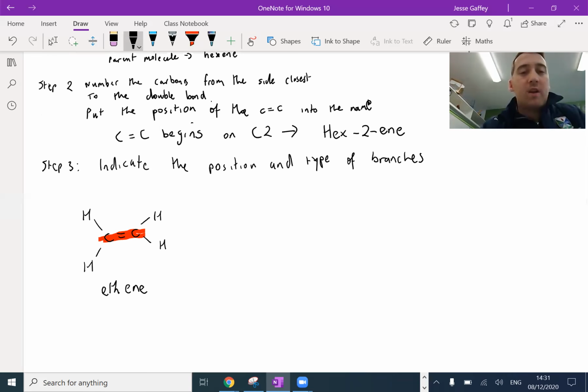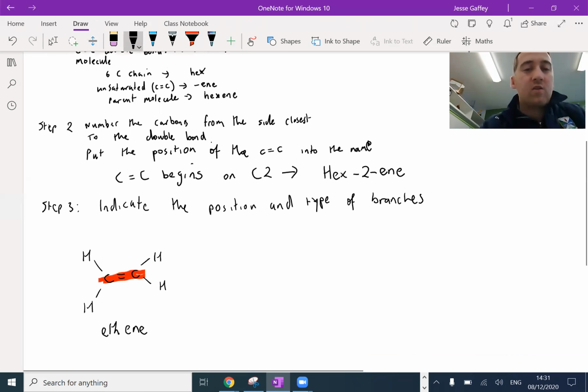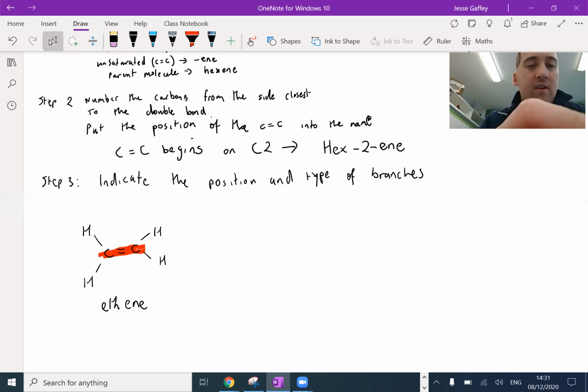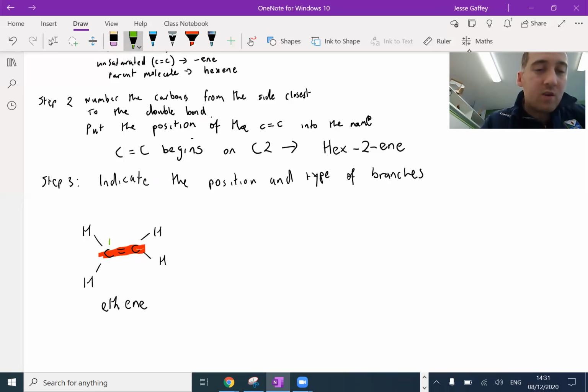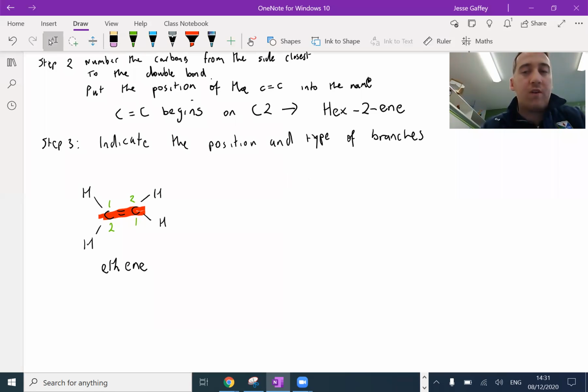We then had to number the carbon starting from the side closest to the double bond. Well, as you can see here, it doesn't matter which side you number from. It doesn't matter whether you start from this side, 1, 2, or this side, 1, 2. It's the same thing. Okay. The double bond will be after carbon number 1.